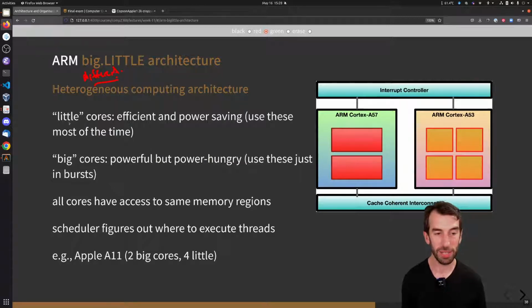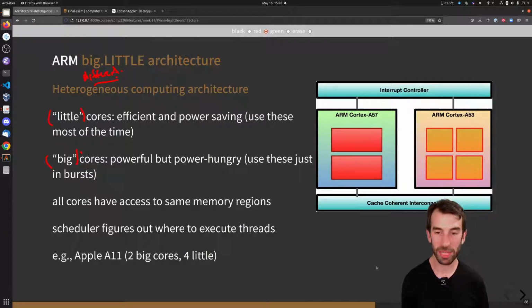So the idea was that you'd have some little cores which would be efficient and power saving, and you use those most of the time. And then you have some big cores that are powerful, but they need more power to run, and you just use these when you need them.